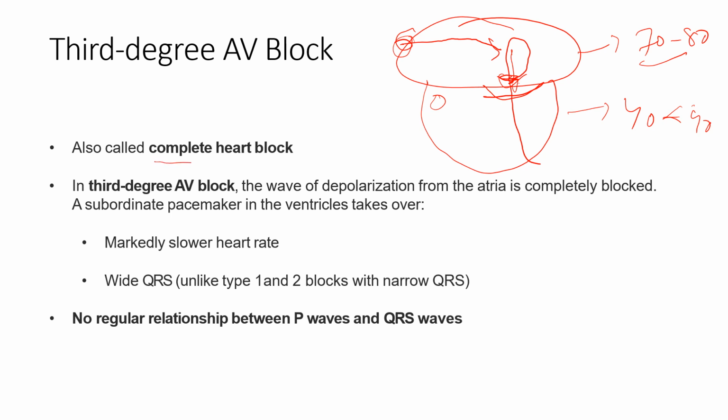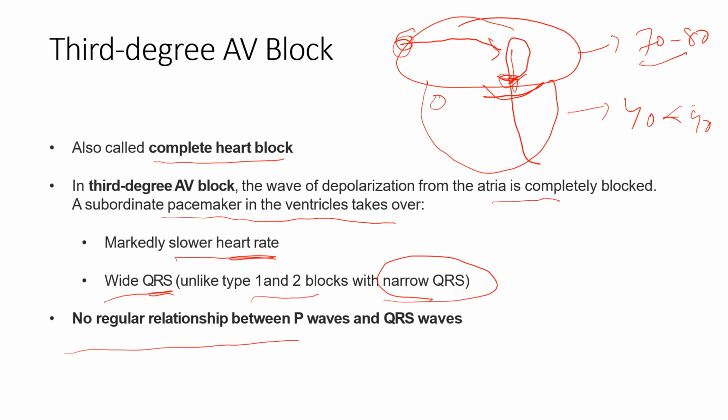The third degree is also called complete heart block. The wave of depolarization from the atria is completely blocked. A subordinate pacemaker in the ventricle takes over. There are markedly slower heart rates and a wide QRS, unlike type 1 or type 2 where there was a narrow QRS. So this is the main point where you can easily differentiate type 2 heart block and complete heart block. Whenever the rhythm comes from the ventricle, the QRS will widen because the ventricle has a slow rhythm pace.